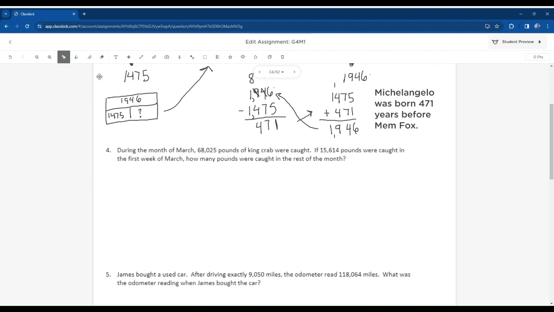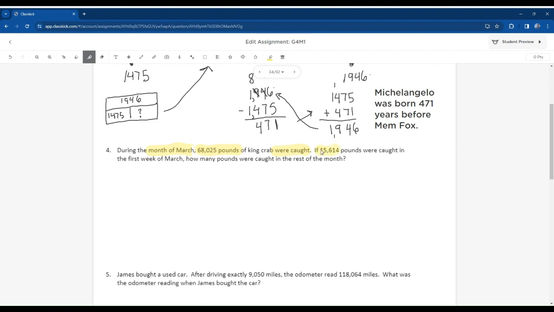Number 4 says during the month of March, 68,025 pounds of king crab were caught. If 15,614 pounds were caught in the first week of March, how many pounds were caught the rest of the month? So, one more time. During the month of March, so we're looking at the total amount of days in March, 68,025 pounds were caught in the whole month. So this is like my total. The total amount of pounds in the month of March is 68,025 pounds.